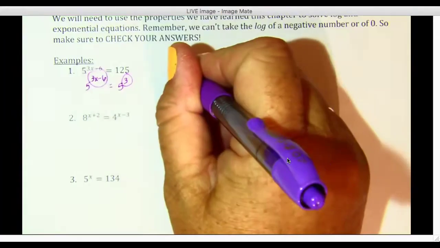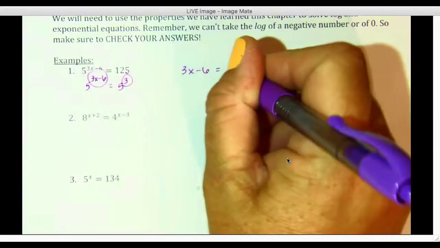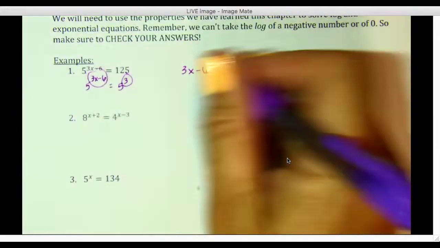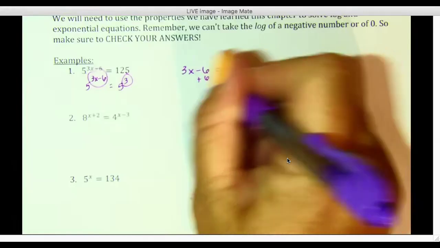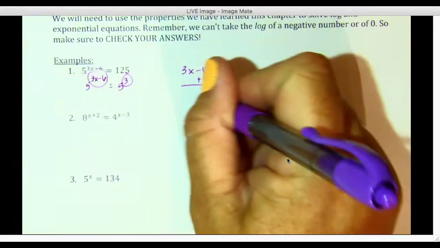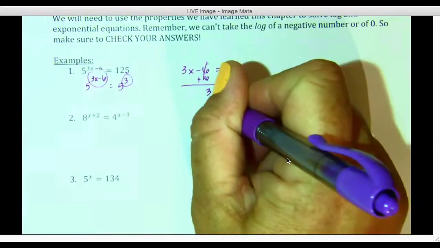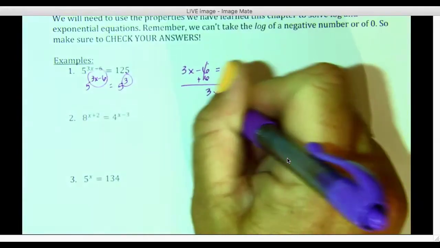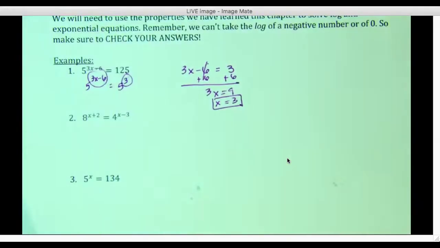So now I can set 3x minus 6 equal to 3. And then I can add 6 to both sides. And I have 3x equals 9, so x equals 3. And so that is the plan A, most ideal way to solve these exponential equations.